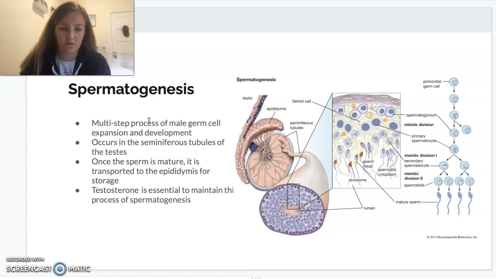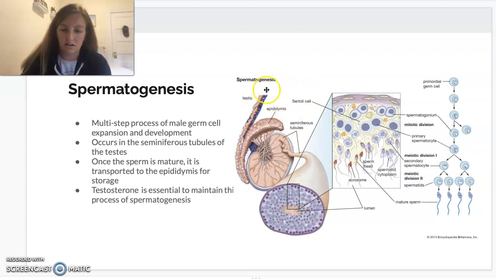And what is spermatogenesis? It's a multi-step process of the male germ cell expansion and development. This process occurs in the seminiferous tubules of the testes, and once the sperm is mature, it's transported to the epididymis where it's stored. Testosterone is the main hormone that is essential to the process of spermatogenesis, and we'll get into the breakdown of what testosterone specifically does in this process a little bit later in this presentation.